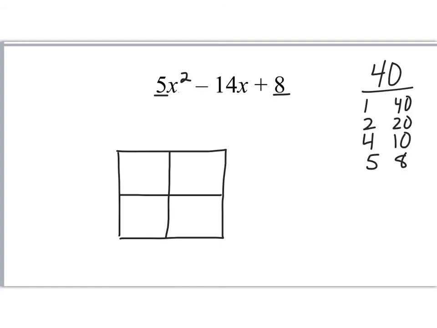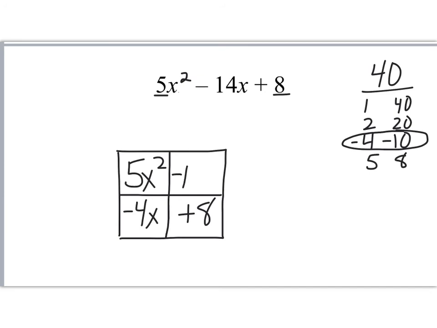From here, you're doing the exact same thing. Since the 8 is positive, you're finding two numbers that add up to that negative 14. And so as I look, I see this, and because it is a negative 14, they both need to be negative. I'm going to put my first term in the first box and my last term in the last box. And then I'm going to put the negative 4 with an x here and the negative 10 with an x. And again, the negative 4x plus the negative 10x better equal your middle term right here.